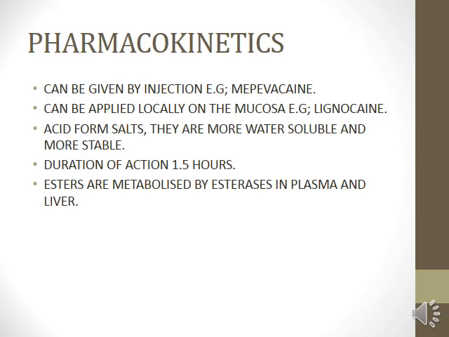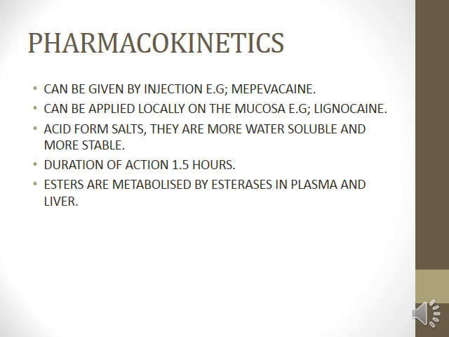The duration of action, most of the local anesthetics have a duration of action of 1.5 hours. Now, about the metabolism of the local anesthetics, most of the local anesthetics are metabolized by the liver enzymes. Now, as we know, we have two types of local anesthetics. Number one is the esters, and number two is the amides. The esters, which include cocaine, procaine, methocaine, and benzocaine, are metabolized by the esterases, that are the enzymes present in the plasma and in the liver, and after metabolism, they are excreted via the kidney.